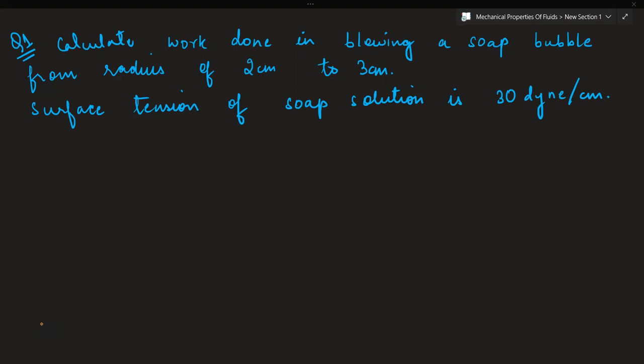First, calculate the change in area. The radii are provided to you. Calculate the change in area, and then multiply it with the surface tension. That will give you the work done.